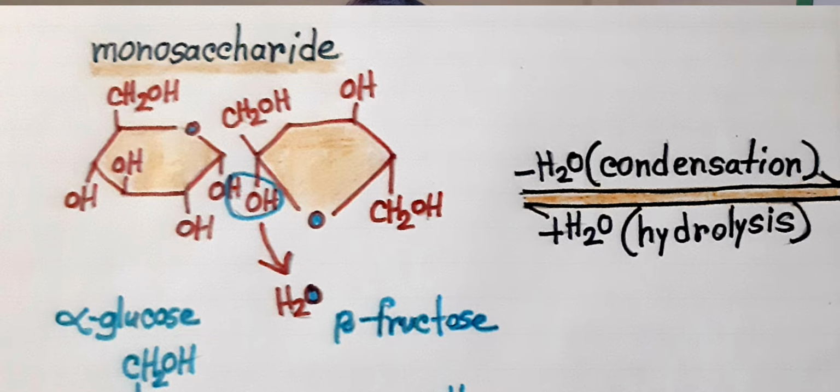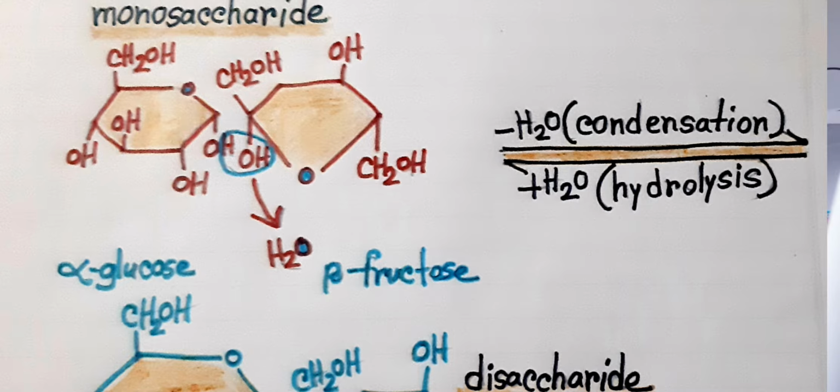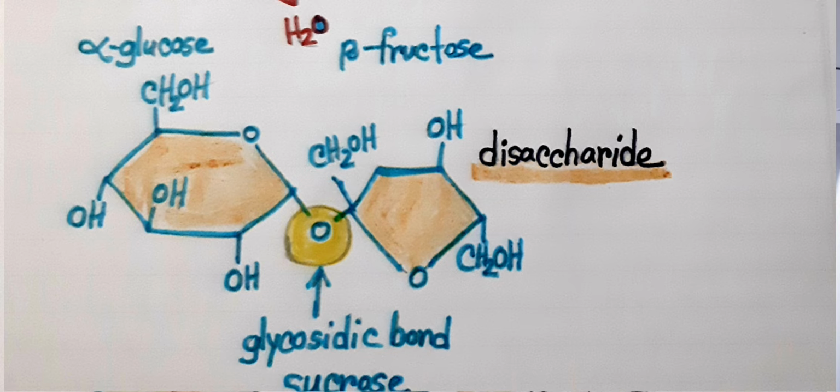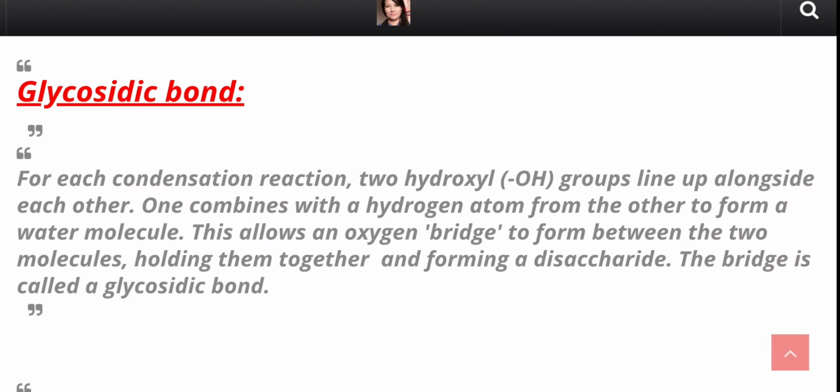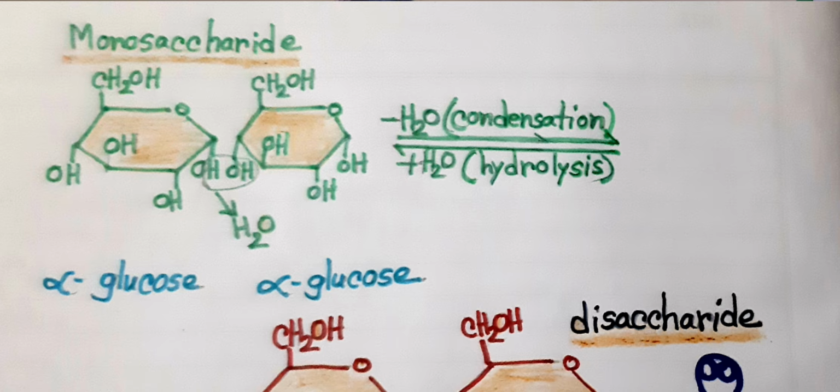What is a glycosidic bond? For each condensation reaction, what happened? Two hydroxyl groups line up alongside each other, and one combines with a hydrogen atom from the other to form a water molecule. This allows an oxygen bridge to form between two molecules, holding them together and forming a disaccharide. The bridge is called a glycosidic bond.